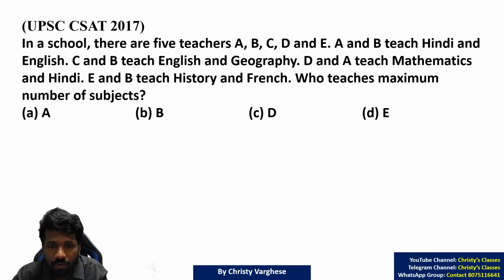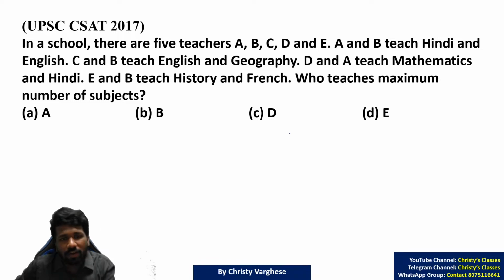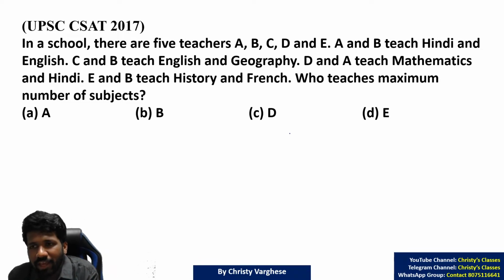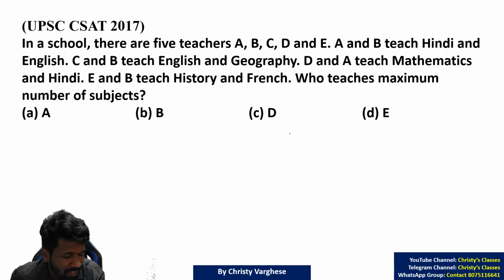Okay, many of you got an answer. Let's see whether it is right. So in a school there are 5 teachers A, B, C, D, E. A and B teach Hindi and English. C and B teach English and Geography. D and A teach Mathematics and English. E and B teach French and History.